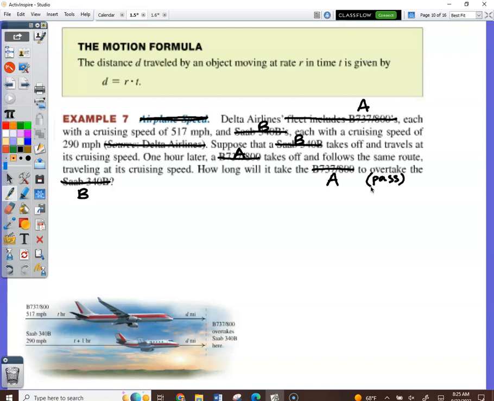Okay, let's take some notes. So you read the problem, you rename what you need to, you mark out what you need to, and then you go back and you read it again and you take notes. Delta's plane A goes how fast? Cruising speed. So I'm writing plane A goes 517 miles per hour. Delta's plane B goes 290 miles per hour, right?